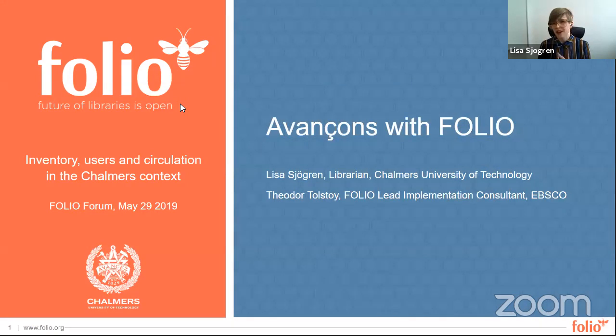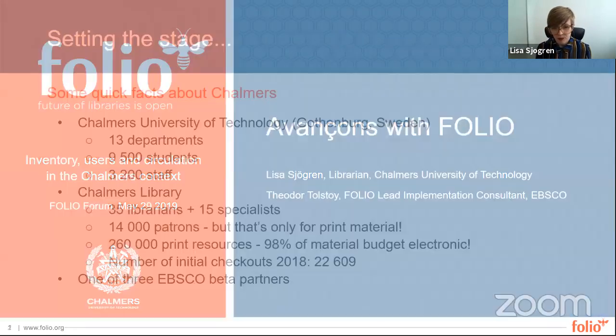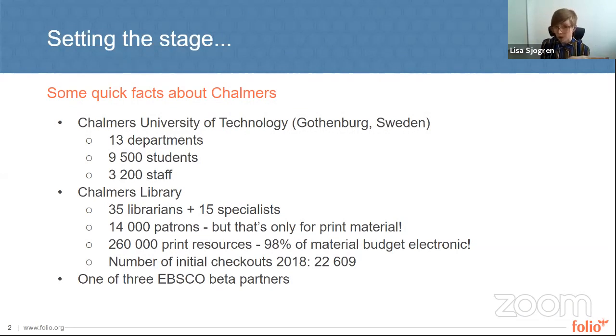So we're going to take you through the basic workflows of getting bibliographic data into FOLIO, users, and doing circulation, basically, and explain how that works. So first, just a few facts about Chalmers, in case you don't know what that is. We're a university in Sweden, science and technology. We have 13 departments and almost 10,000 students, a little over 3,000 staff in round numbers. The library employs around 35 librarians, 15 other specialists like bibliometricians. We have some developers at the library as well.